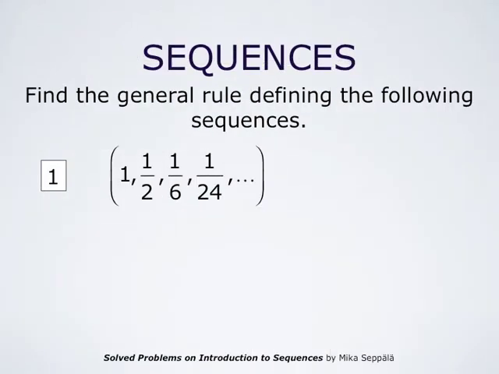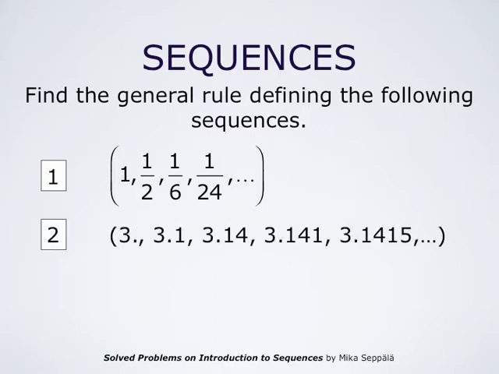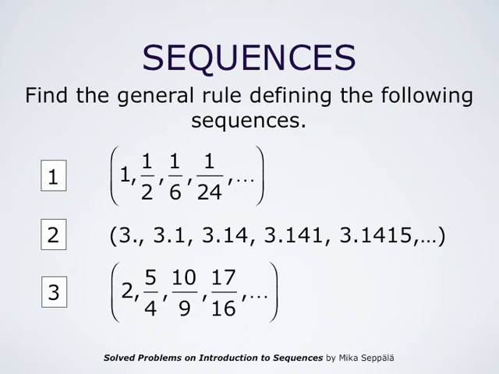In these problems, we have to find first the general rule defining the given sequences. The first sequence is 1, 1/2, 1/6, 1/24, and so forth. We have to find an expression that produces these initial numbers. In problem 2, the sequence is 3, 3.1, 3.14, 3.141, 3.1415, and so forth. In problem 3, the sequence is 2, 5/4, 10/9, 17/16, and so forth.